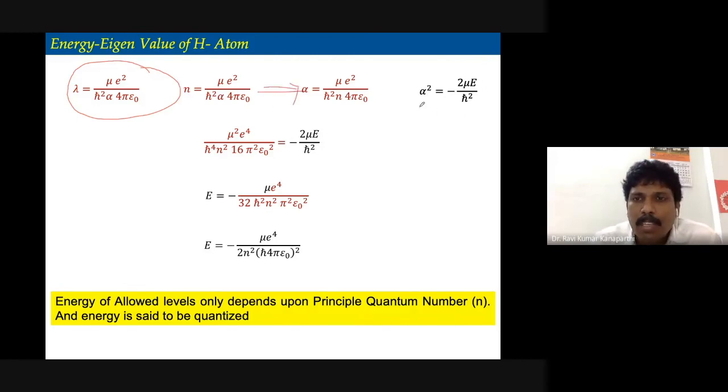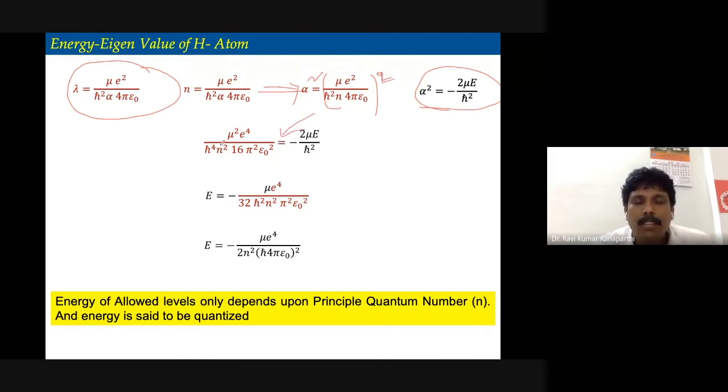But what is alpha square? Alpha square is equal to minus 2 mu E upon h cross square, according to the definition we made during the process of the solution, right? Now what I can do is take the square of this and use that to get the energy relation. That is what is done here.